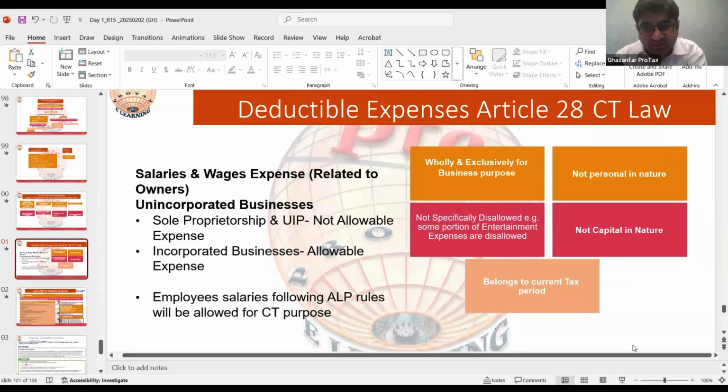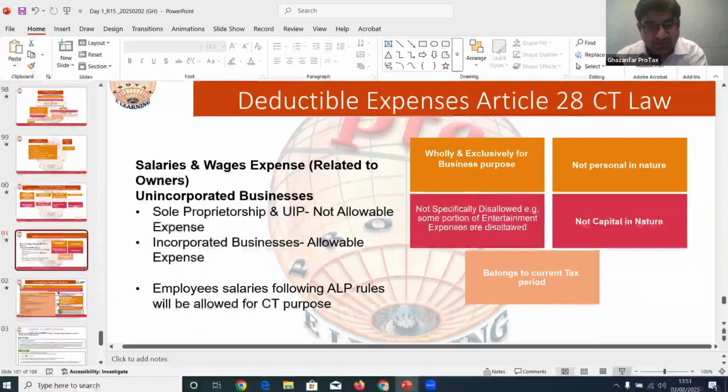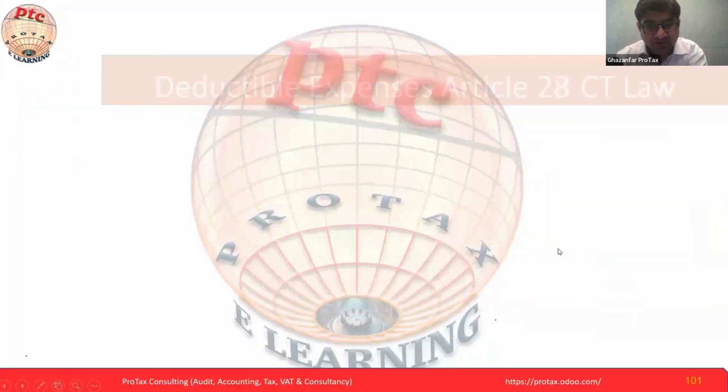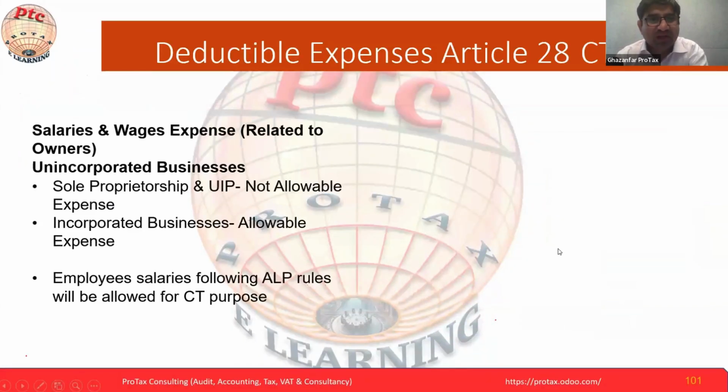This is the salaries and wages. Let's see this also, because commonly this topic is coming. You can search Article 28 of the City Law on Google and you can find the Ministry of Finance website where these articles are available. During the last session, I already showed that link also. You can go and download and read this one. We already understand salaries and wages related to the owner.